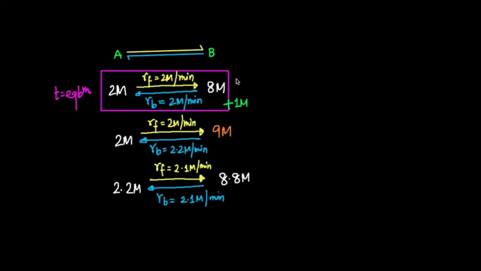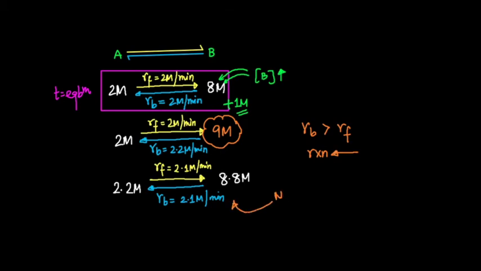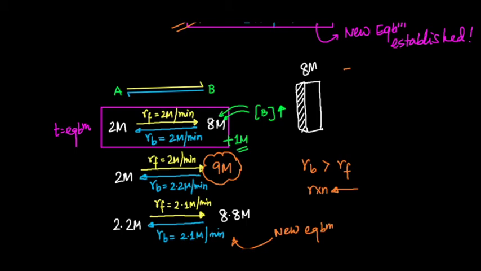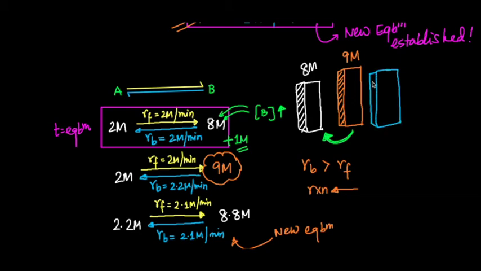Similarly, if we disturb the equilibrium by say increasing the concentration of B, then in this scenario rate backward would become greater than rate forward, and therefore the reaction would move in the backward direction till a new equilibrium is established. In other words, we can say that if we disturb the equilibrium by increasing the concentration of B from 8 molar to 9 molar, the system does not like this and it wants to revert back to the original status quo. So in this case concentration of B needs to be decreased, so the reaction keeps moving backwards until it reaches a new equilibrium.